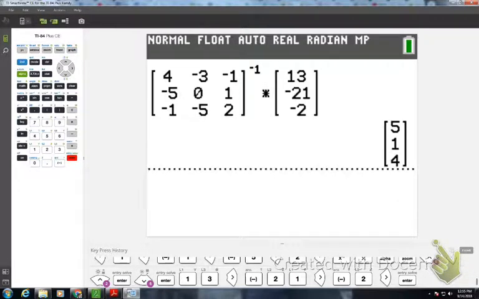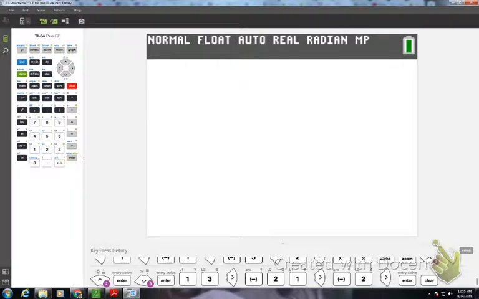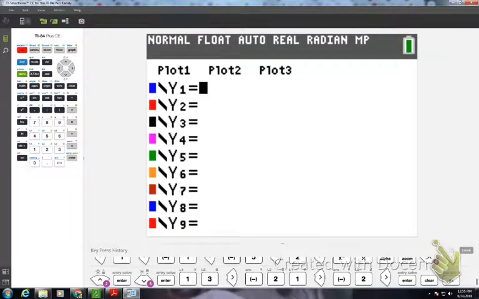Last thing we're going to do on the calculator is the systems of linear inequalities. All right, so let's just clear this. We're going to press the y equals button. We're just going to graph each one of these lines. So we're going to be doing number 47 on that review.